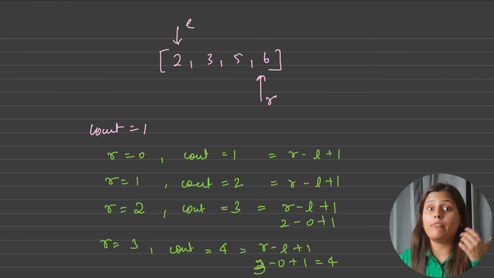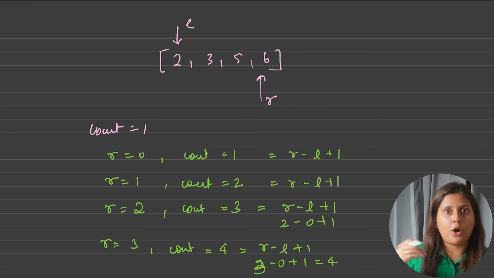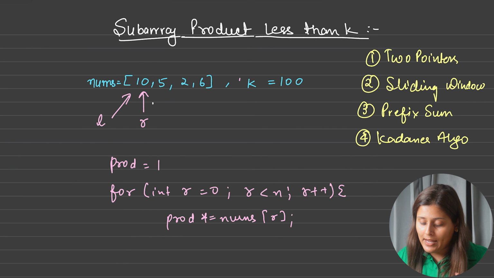And now we have to find the valid subarrays, and that valid condition we can simply check in the if condition. If the product is less than k, then only we will count, correct? Okay. So with this we can come here and write the code.